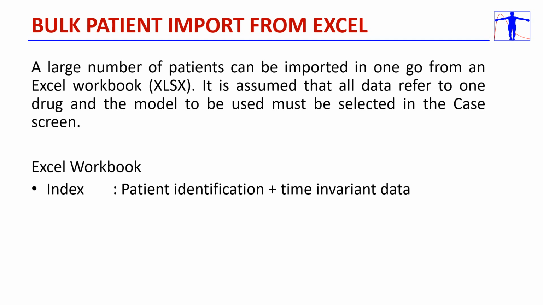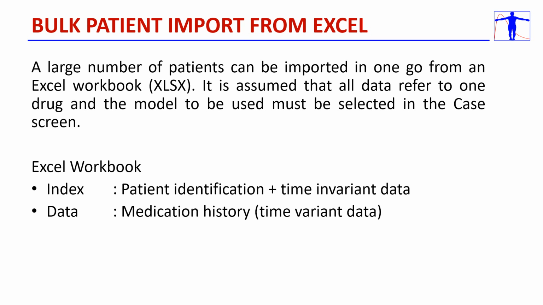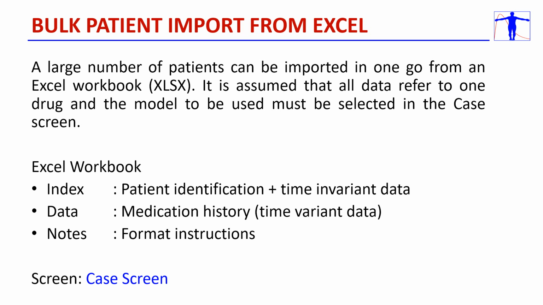One sheet is the patient identification sheet, we call the index sheet, which also contains the time invariant data. And the other sheet which is important is the data worksheet, which contains the medication history, so all the time variant data. And in the example workbook we have supplied to you, there is also a note sheet which contains the format instructions. So this is done in the case screen.